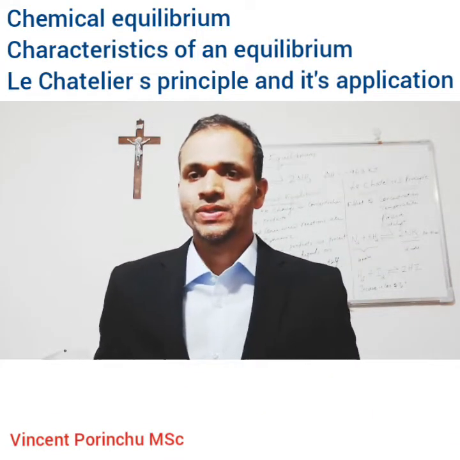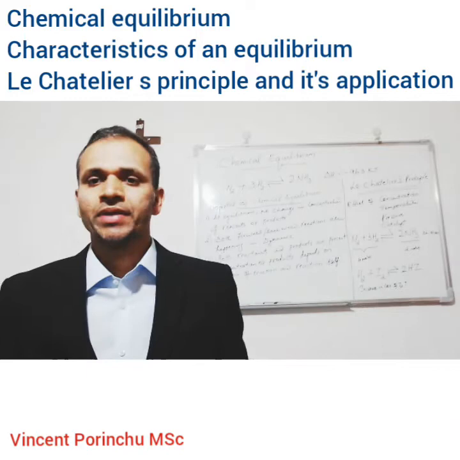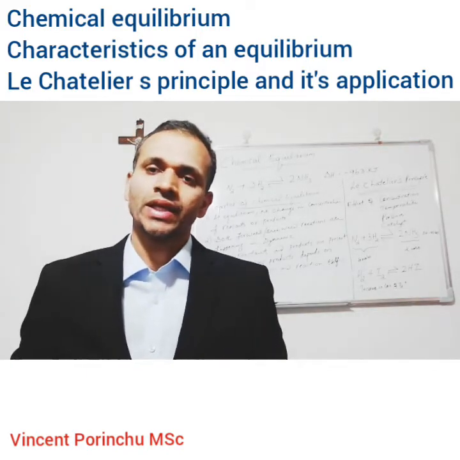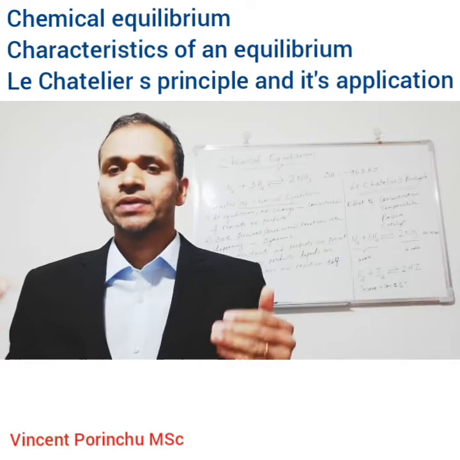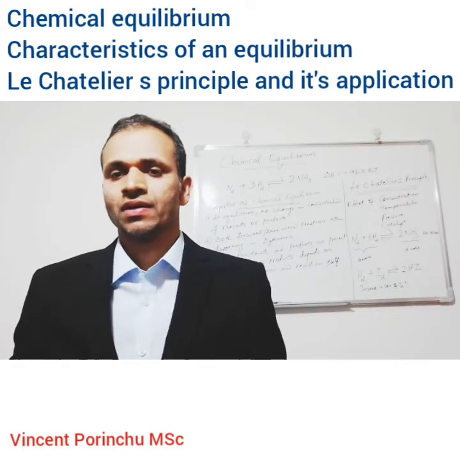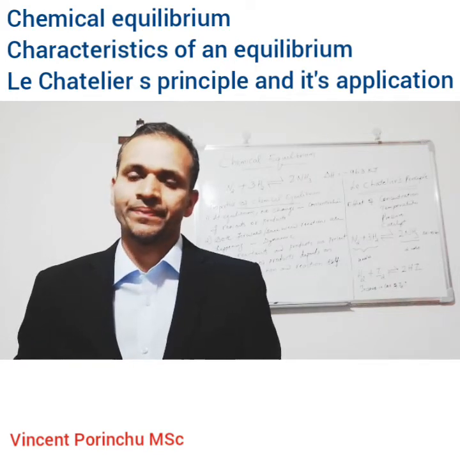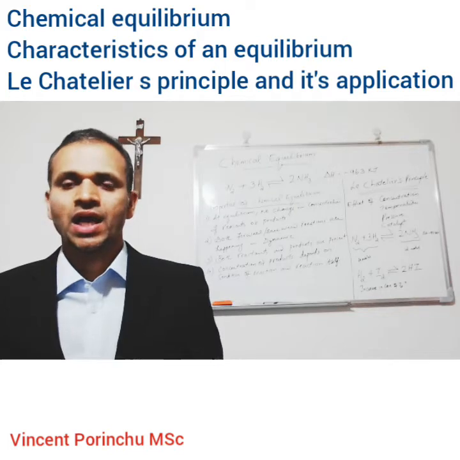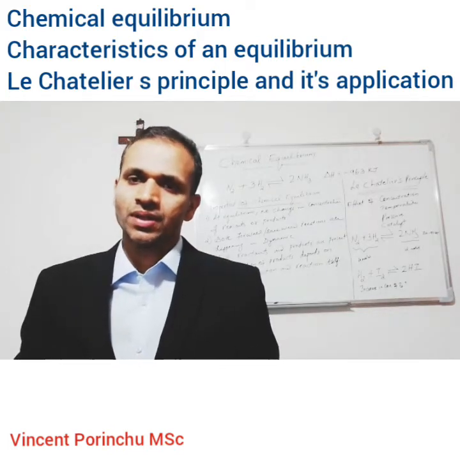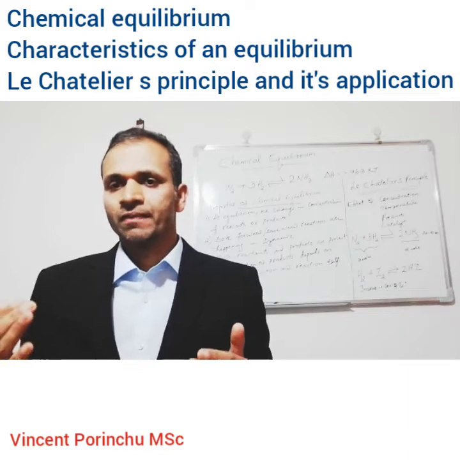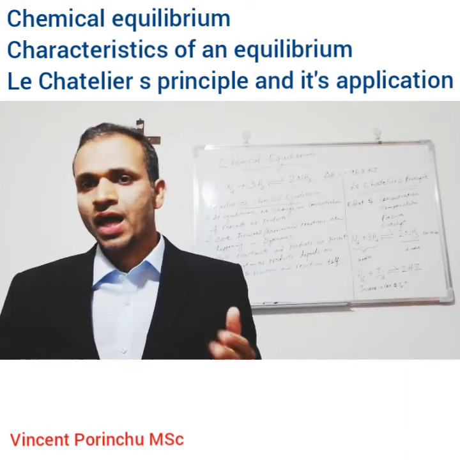Today we are going to discuss chemical equilibrium. So what is meant by a chemical equilibrium? A chemical equilibrium is a state of dynamic balance of a chemical reaction in which both forward and backward reactions have the same rate. Normally a chemical equilibrium is represented with a double arrow.